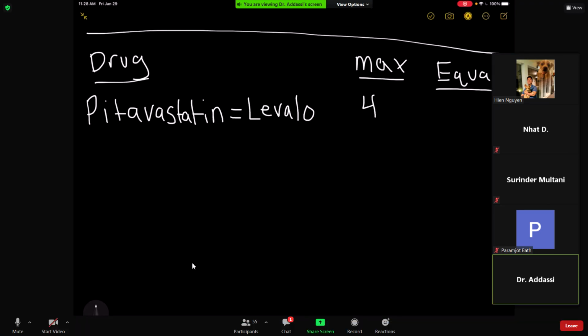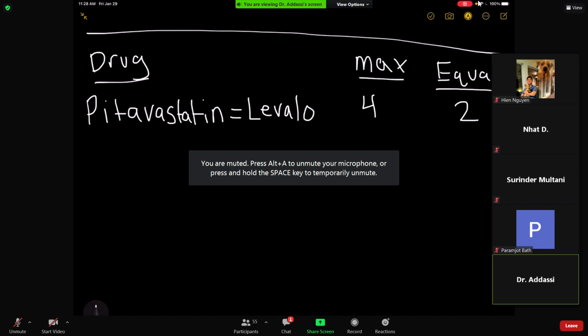Let's see how I can adjust this so that it doesn't keep making that noise. Okay. And then the equivalency dose is 2 milligrams. So we know that 2 milligrams of pitavastatin will equal certain milligrams of another drug, which will equal certain milligrams of another drug. So we're going to go through that right now.